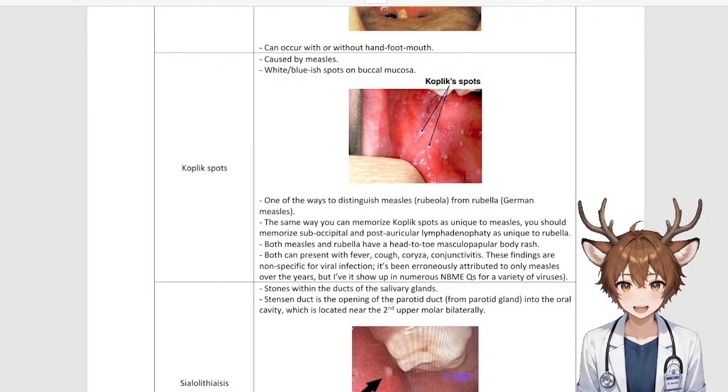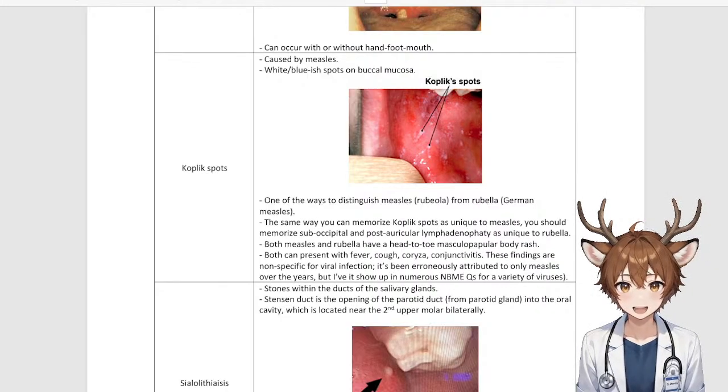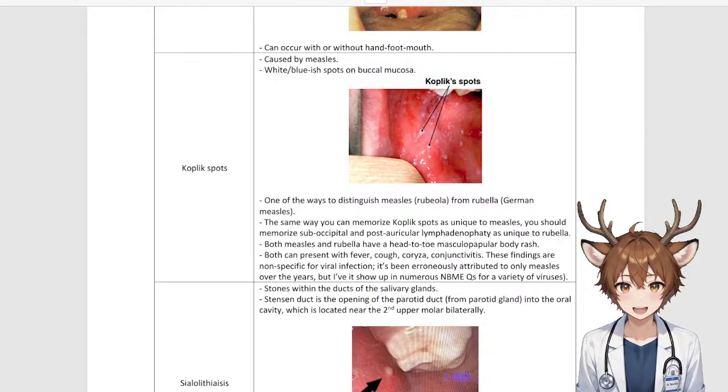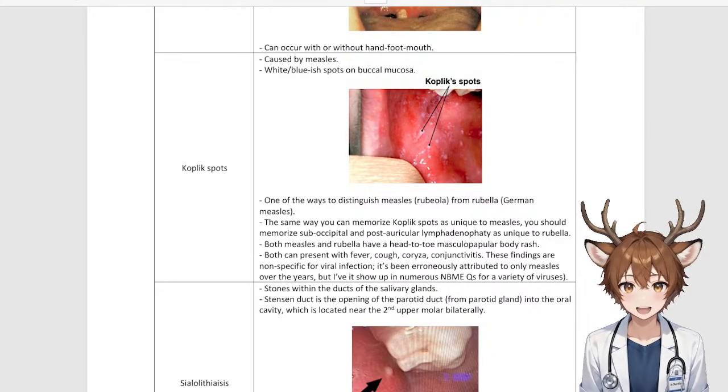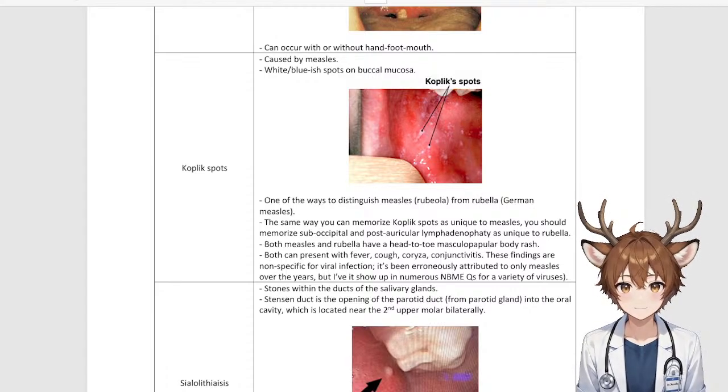Both can present with fever, cough, coryza, conjunctivitis. These findings are nonspecific for viral infection. It's been erroneously attributed to only measles over the years, but I've seen it show up in numerous NBME questions for a variety of viruses. So be careful.